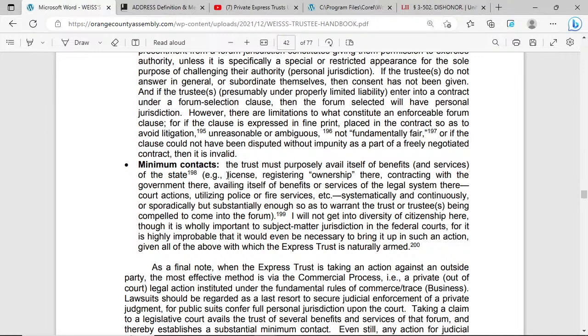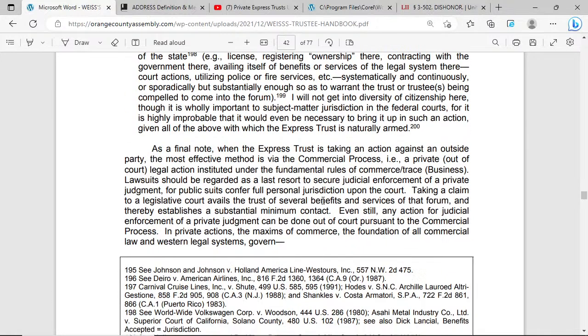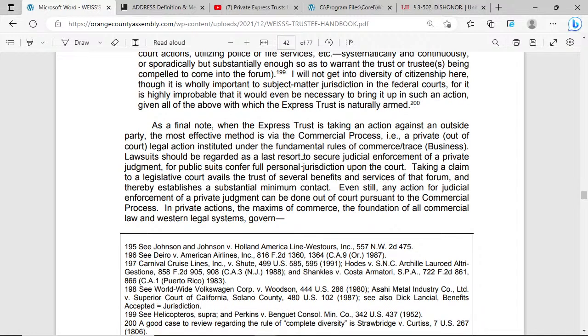Basically, you're availing yourself to a driver's license, to registering your car with the state and giving them the ownership over it, contracting with the government, etc. That's minimum contacts. They got you. Don't do that with your trust. Don't do it. This is why you become a secured party creditor, and you can detach yourself from the straw man, and let your straw man continue to do those things while you detach yourself as the flesh and blood man. This is not legal advice. This is information and educational purposes only.